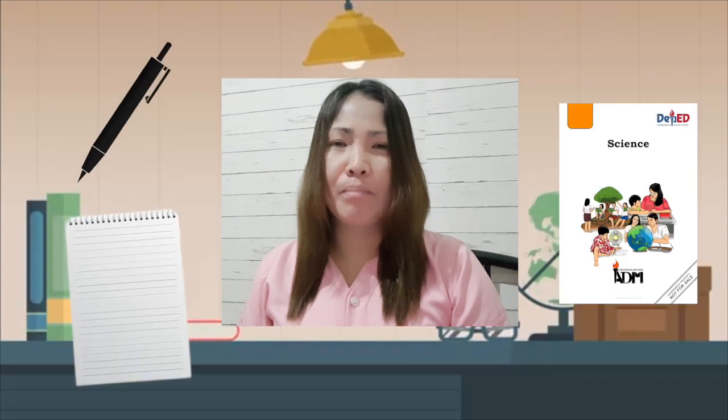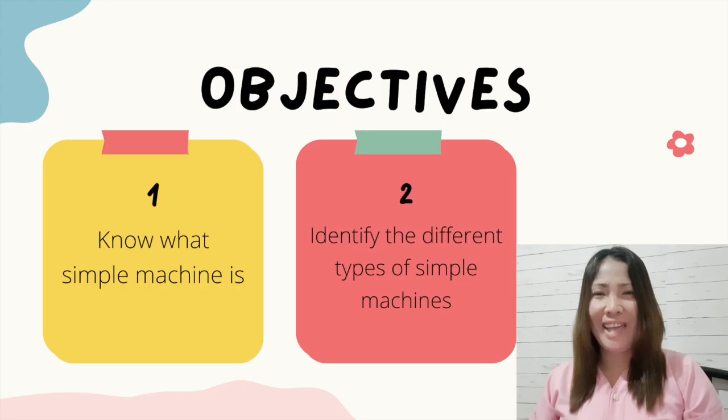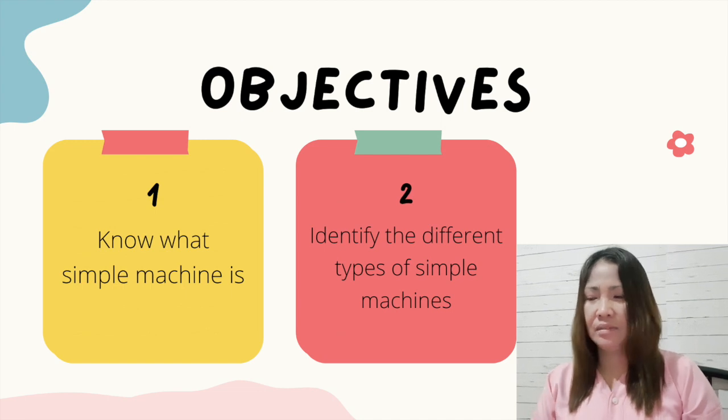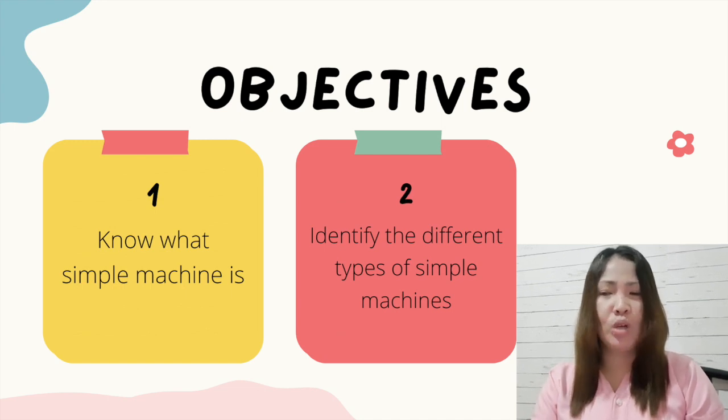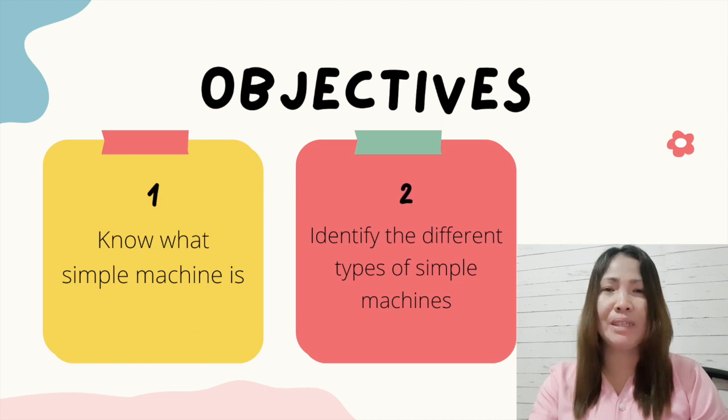Get your pen, paper, and module ready. All set? Let's go! In today's lesson, our objectives are: number 1, know what a simple machine is; 2, identify the different types of simple machines. Great job, grade 6 learners!